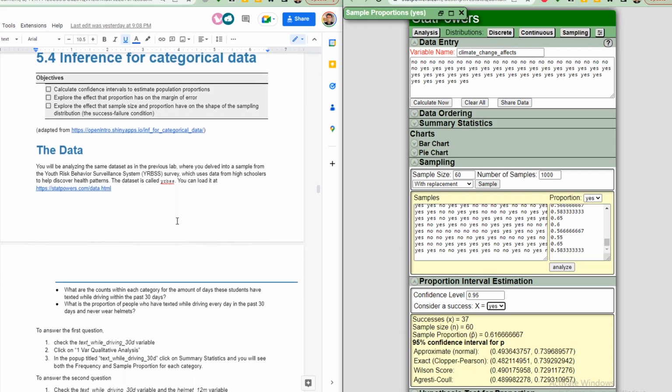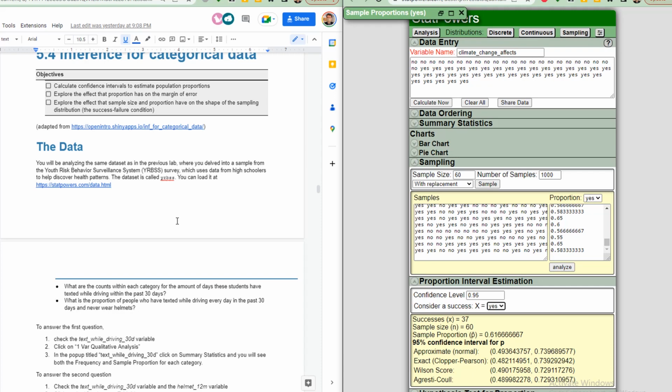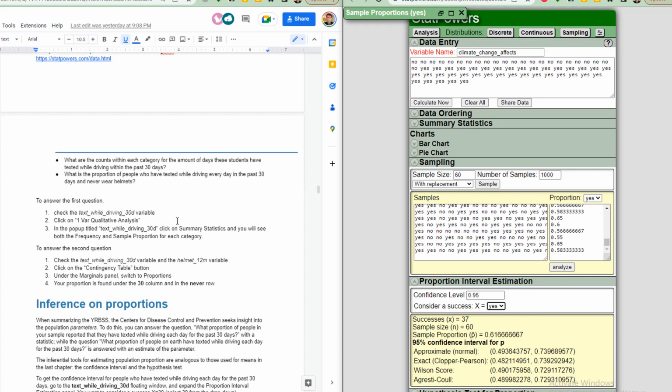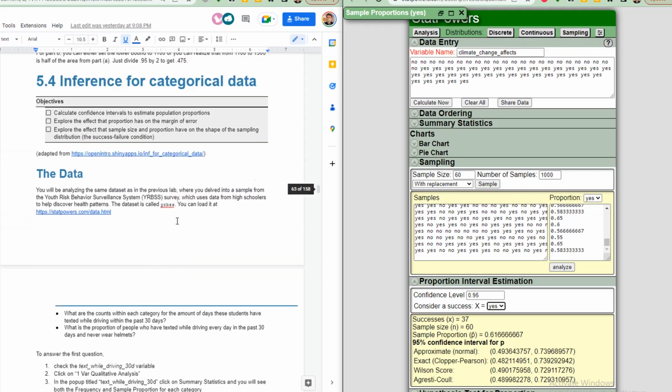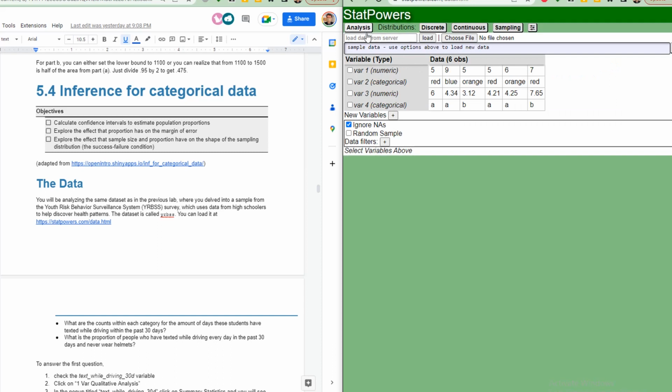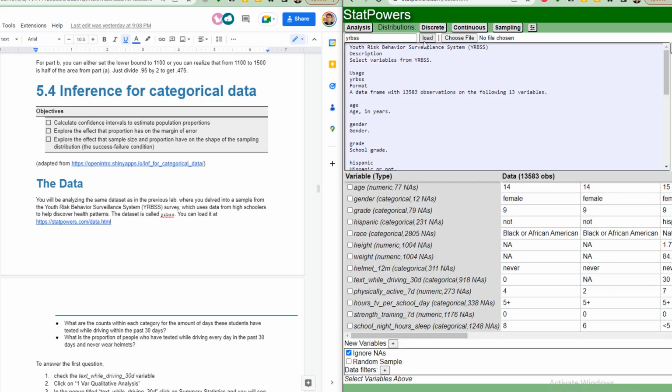Inference for categorical data. Okay, so here we're going to look at a data set. So I'm going to open up the YRBSS data set. So from data, I'm going to type in YRBSS, click load, and pull up that data set.